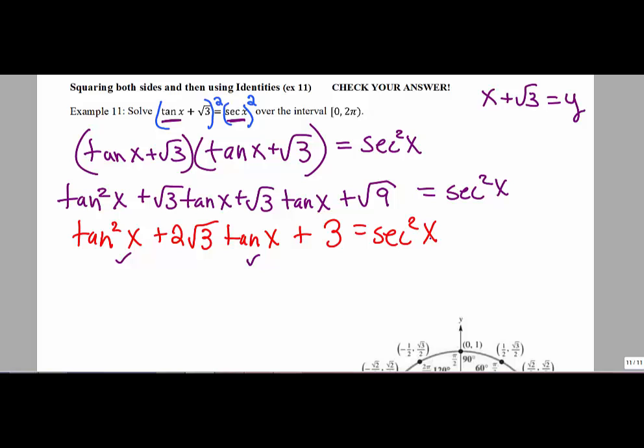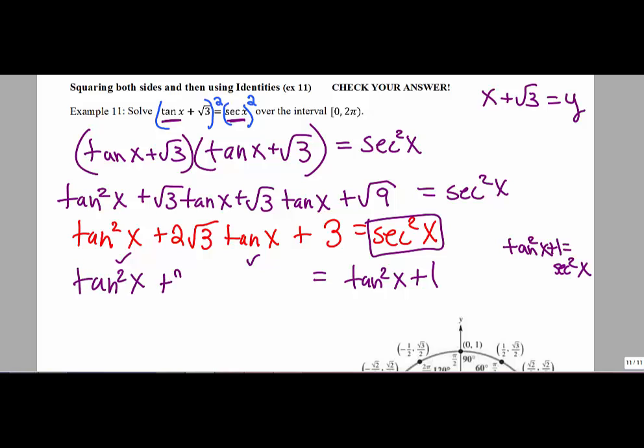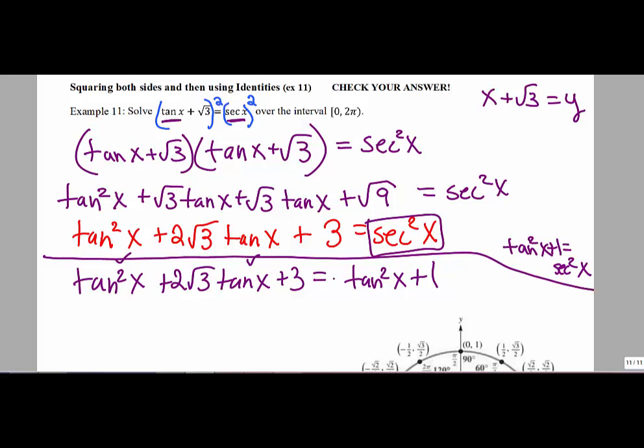So let's replace secant x with an equivalent expression using our Pythagorean identity for tangent and secant. So that would be tangent squared x plus 1 is equal to secant squared x. So let's replace secant squared x with tangent squared x plus 1. Okay, so now this is the equation that we want to solve, and we have everything only in terms of tangent, which is what we were looking for.